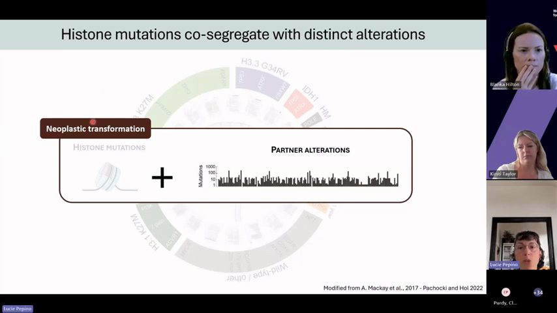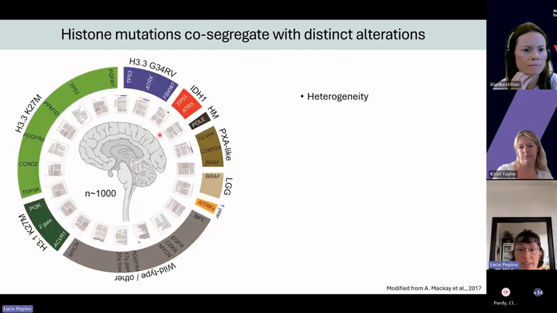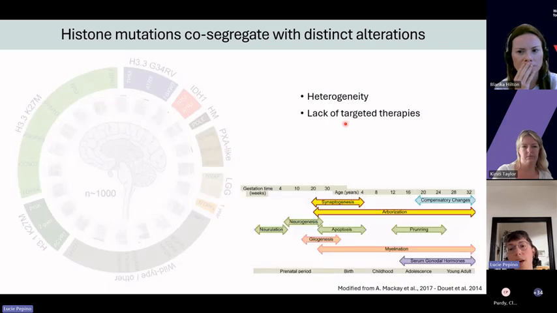Histone mutations also co-segregate with distinct partner alterations that are highly heterogeneous, making these tumors heterogeneous on a molecular and genetic level, both inter- and intratumorally, making the treatment even more complicated. For DHG, neurosurgery and DNA damaging agents do not improve survival, while for DMG, no surgery is possible, as I told you, due to the location in critical midline structures. So there is a huge lack of targeted therapies.